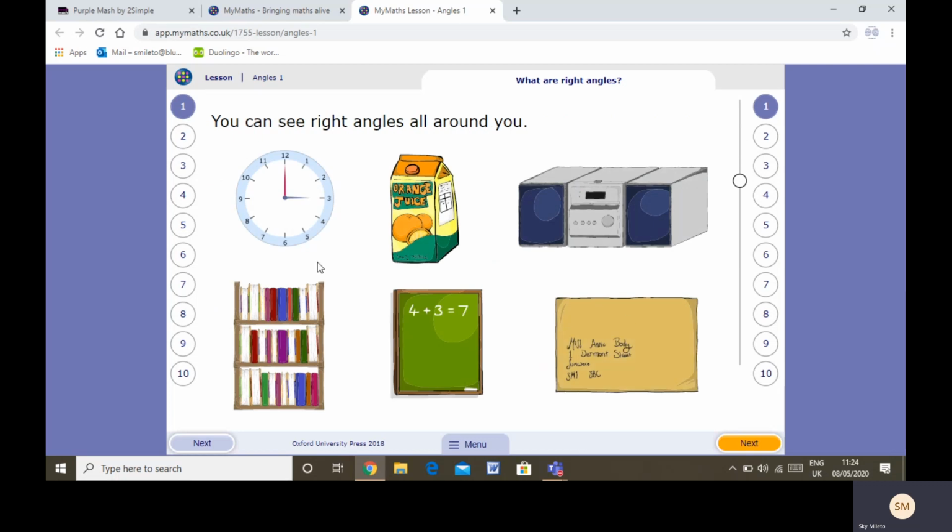Here are some examples that I'm going to show you, but then afterwards you could pause the video and see how many you can find in the room. I bet you can find hundreds in every single room. If you were looking at the clock and the minute hand was on 12 and the hour hand was on 3, then there'll be a right angle there. There's some on a juice carton, on a stereo, on bookshelves, maybe on the whiteboard in school, and on a letter on the table. The corners would be right angles. You can see many of these are cuboids.